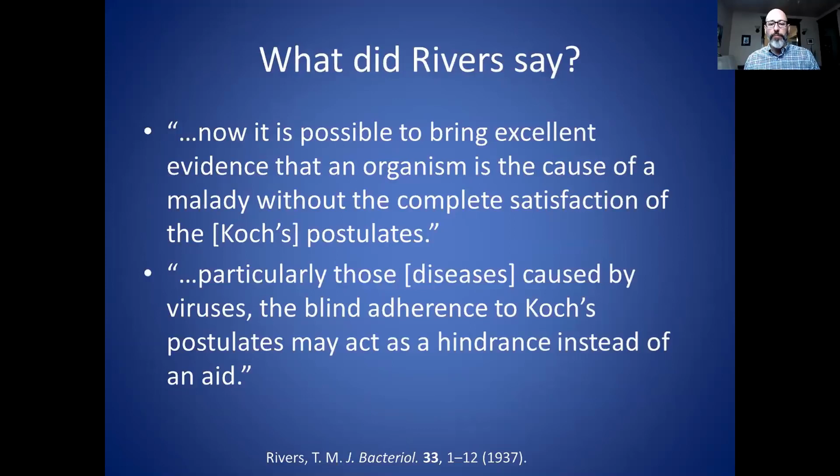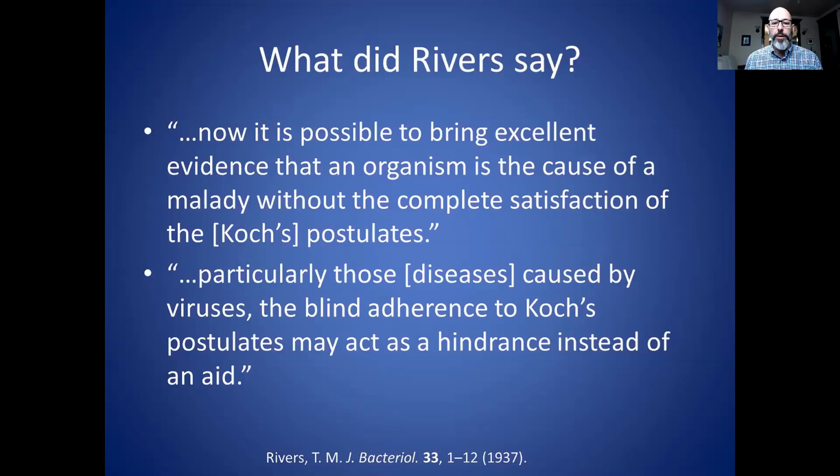So I went and looked at Rivers' article from 1937 where he laid out these 6 criteria, and I found a few interesting quotes to help us learn a little bit more detail about what he was saying. So the first quote, "Now it is possible to bring excellent evidence that an organism is the cause of a malady without complete satisfaction of Koch's postulates." So basically he's saying that you can skip the steps that are not included in his criteria and still prove that a virus causes a disease.